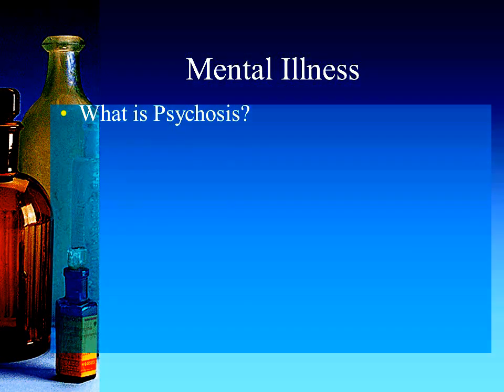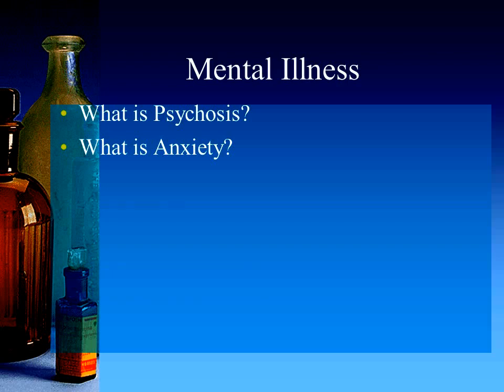Now, prior to us really getting into the medications, I do want to make sure we have our terminology straight when we're talking about mental illness. And the first question to think about is, what is psychosis? A psychosis is a medical condition characterized by a disturbance of thought processes, delusions, and hallucinations, the most common being schizophrenia.